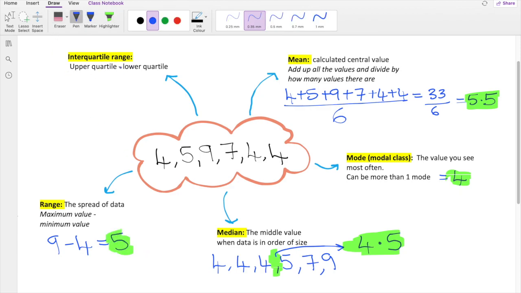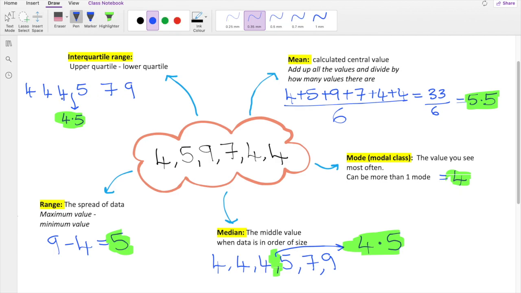The interquartile range is the difference between your upper quartile and your lower quartile. So once again, if you put your data in order of size, you need to label where your median is. So my median was here. From the previous example, it's 4.5.